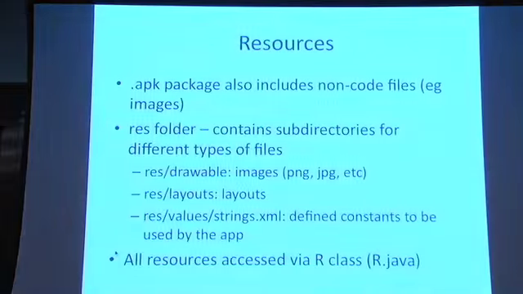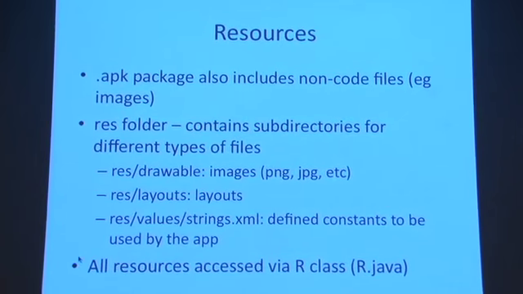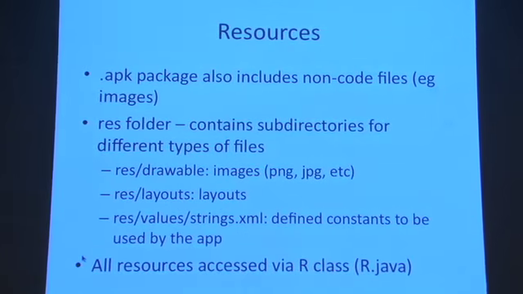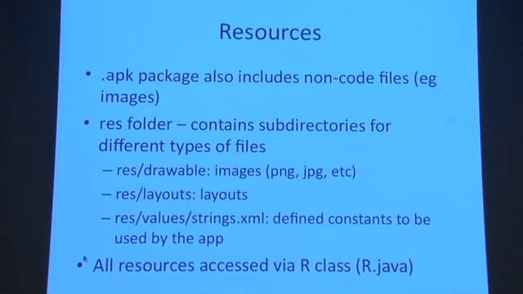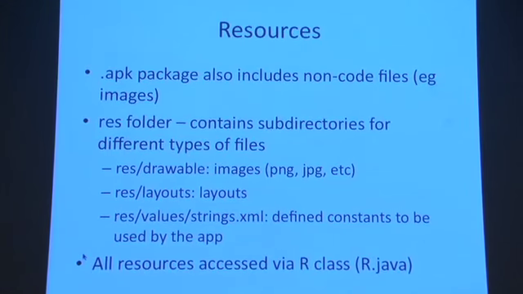All right, so the next thing we're going to go look at is the resources. So in the .apk package, we have all the non-code files. So this includes images. And we put all of our images into this res folder. And this contains subdirectories for different types of these files. So the drawable contains the images. The layouts contain, obviously, the layouts for the activities. And these are strings.xml. These are the defined constants to be used by the app.